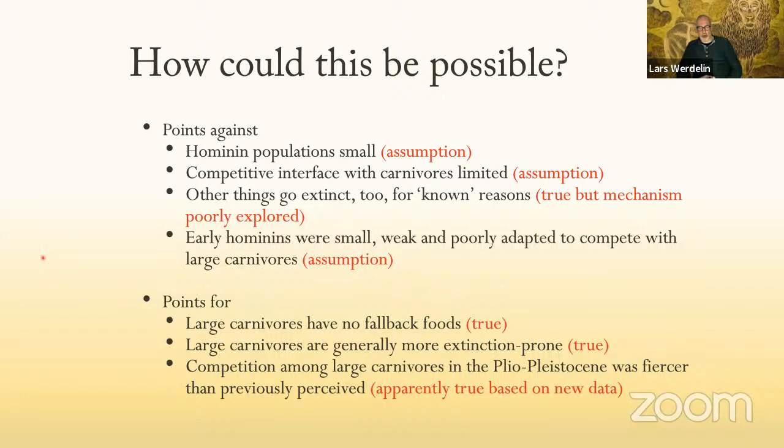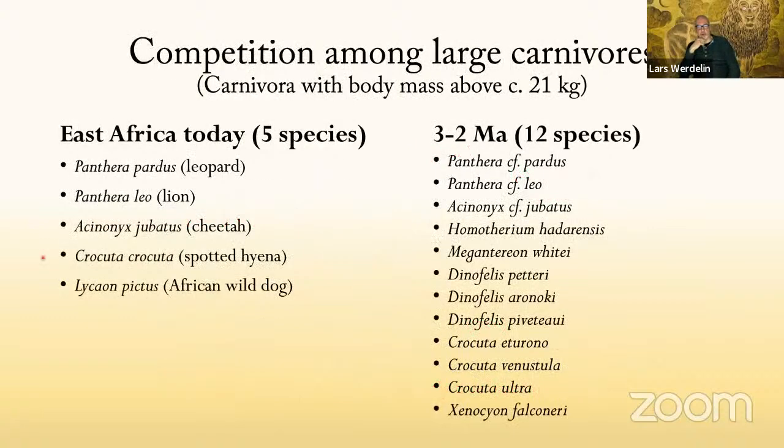Finally, competition among large carnivores in the Pleistocene was fiercer than previously perceived. And that is new data, and apparently true based on these new data. So we will look at them very briefly. First of all, in East Africa today, there are five species of large carnivores: leopard, lion, cheetah, spotted hyena, and African wild dog. I'm not counting the striped hyena here because it gets more than half of its dietary requirements from vegetable matter. That has changed through time, but currently it can be regarded as an omnivore.